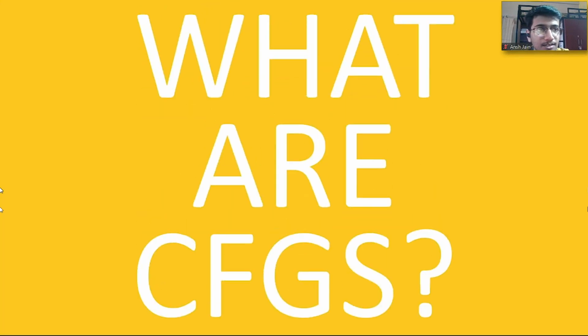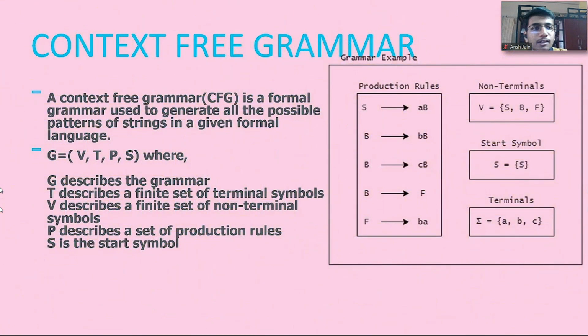So let us first understand what exactly a context-free grammar is. The practical definition of a context-free grammar is that it's a formal grammar that is used to generate all the possible patterns of strings in a given formal language. These are the four tuples that make up the grammar: V, which is a set of all the terminal symbols and non-terminal symbols, T, which is a set of all the terminal symbols, P, which is a set of production rules, and S, which is the start symbol.